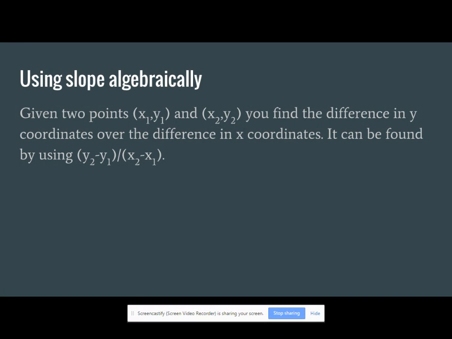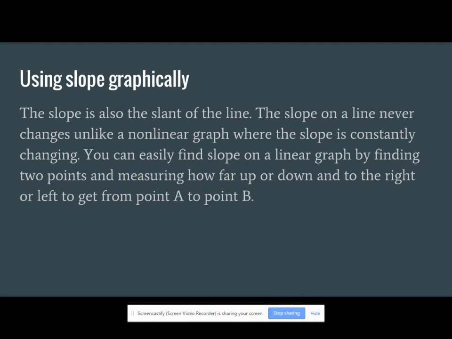Using slope algebraically, given 2 points, x1 and y1, and x2 and y2, you can find the difference in y coordinates or the difference in x coordinates. It can be found by using y2 minus y1 over x2 minus x1. The slope is also the slant of the line. The slope on a line never changes, unlike a nonlinear graph, where the slope is constantly changing.